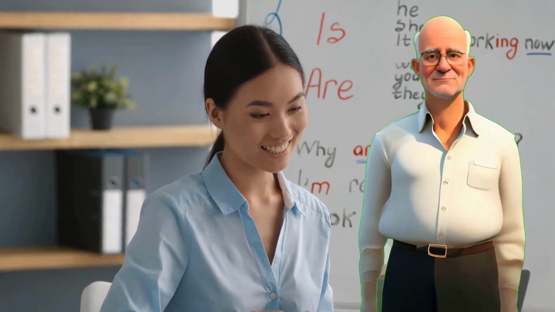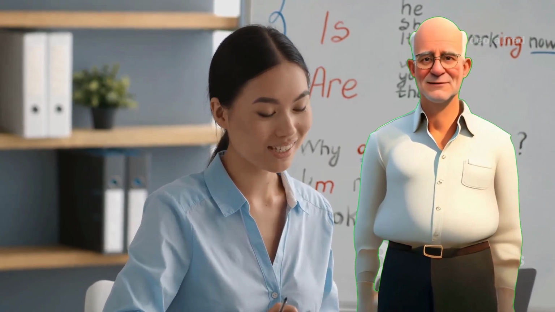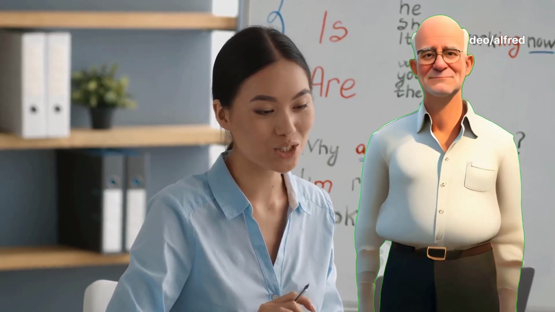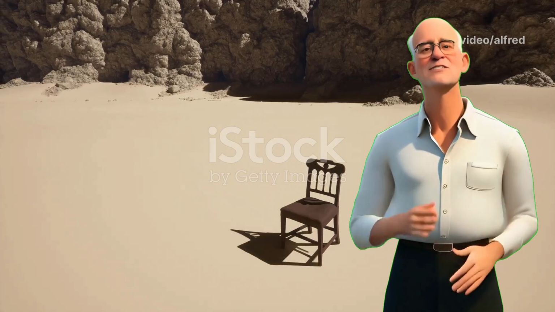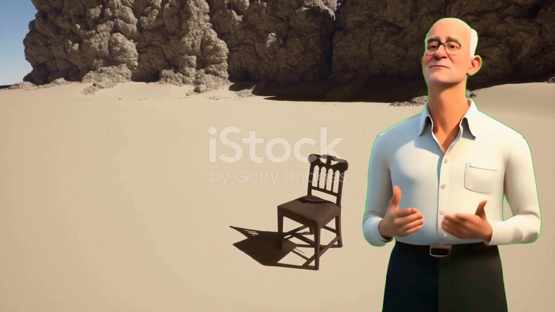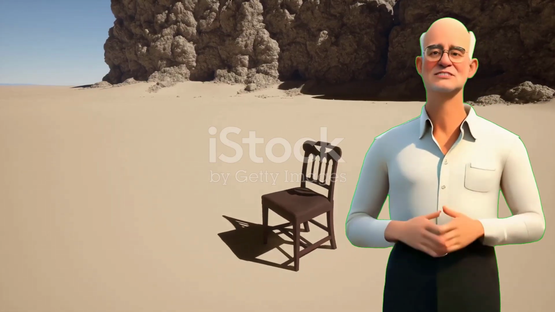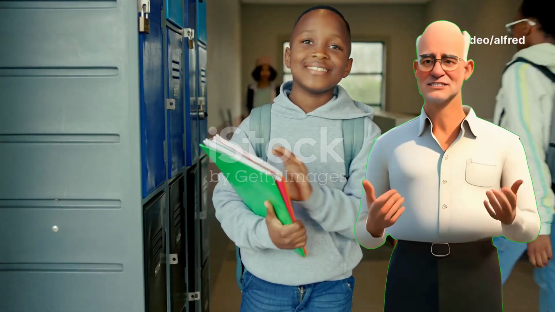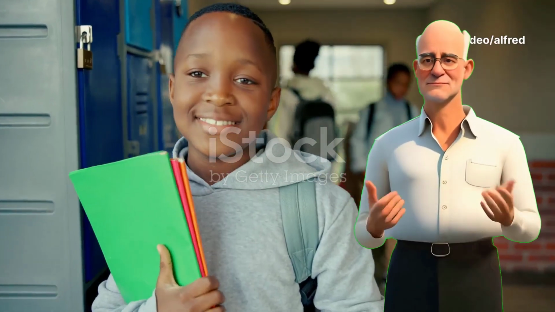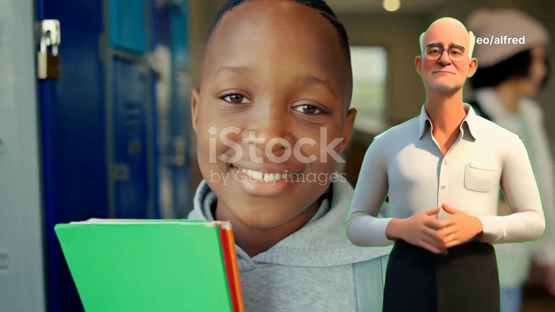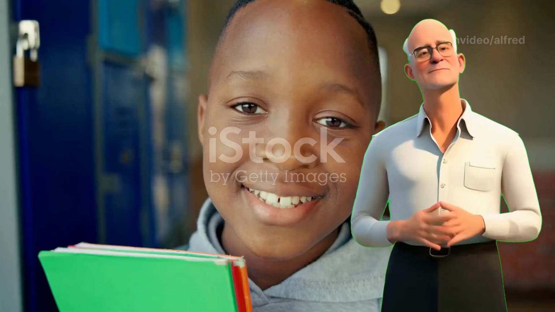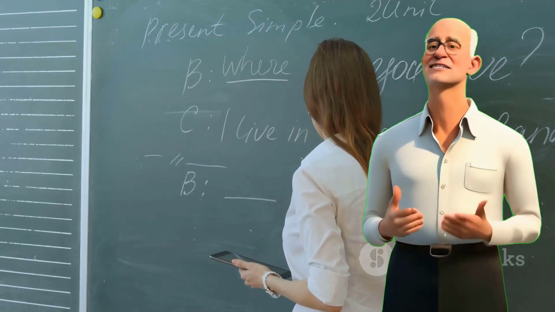We use is with singular nouns. This means that when we are talking about one person, one place, or one thing, we use the word is to describe it. A singular noun is one person or thing. It refers to just one entity, not multiple. For instance, if you see a chair, you say, the chair is here. For example, we say, he is a boy. Here, he is the subject, and it is singular. This means we are talking about one boy.